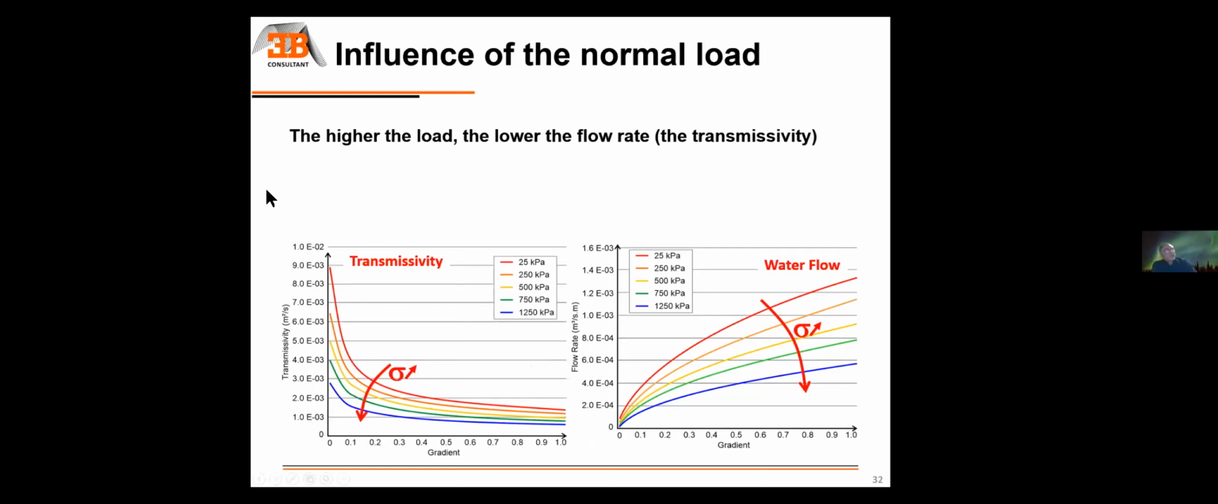Another factor which is influencing the transmissivity is the normal load. So again, the products are compressible. There is a geotextile on top of the core. The geotextile is maybe covered by a soil. The more pressure we apply, the more compression we have and the less flow. So the more we increase the normal load, the more we decrease the flow. And transmissivity is the same. And you see that this relation is nothing but linear.